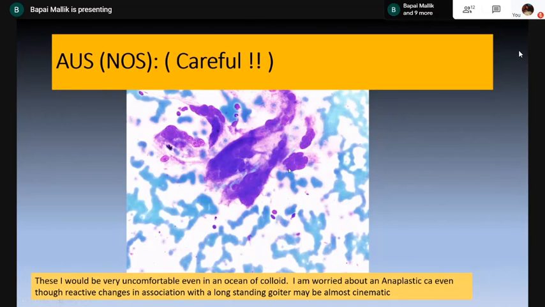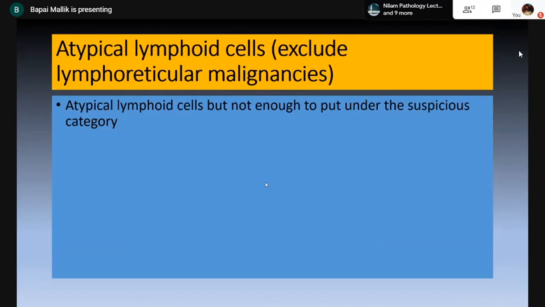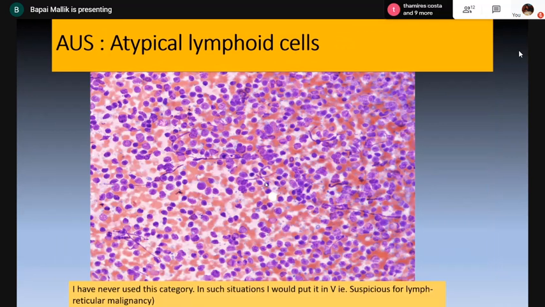You may sometimes see this, sometimes it can be very cinematic, the kind of reactive changes, but I am not very comfortable to just call it reactive changes. And of course, there are atypical lymphoid cells leading to AUS, but I have never diagnosed an AUS based on atypical lymphoid cells. If I have atypical lymphoid cells with suspicious cytology, I would like to put it in the next category of 5 and not leave it in the category of AUS. So I'm not going to discuss this any further. This is one of the examples of so-called AUS with atypical lymphoid cells. As I said, I would like to put it as suspicious of lymphoreticular malignancy.